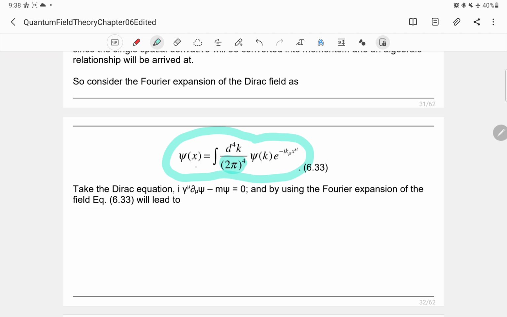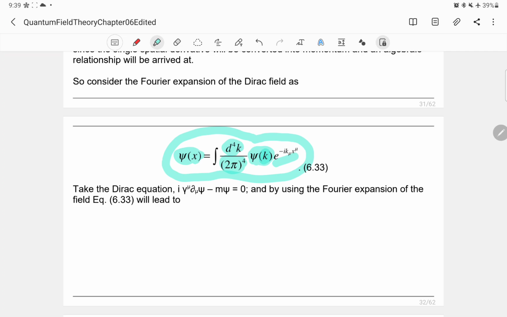For now, you have the Dirac field, which is your phi of x, and it is actually just an integral of your field in terms of momentum. Of course, the whole spectrum of momentum k is considered here, and this is integrated over the fourth power.